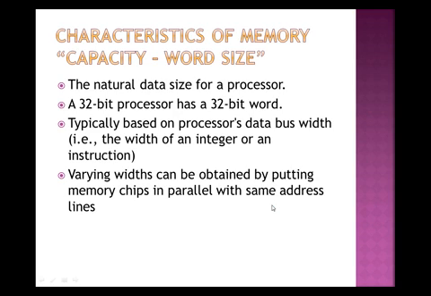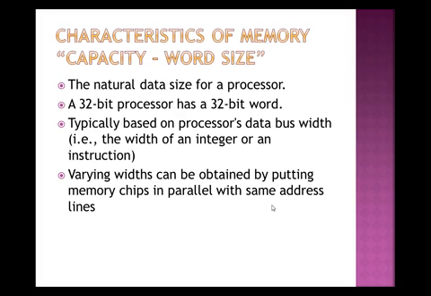Then we studied the memory capacity, that is, what the memory capacity is with respect to the word size. That is the natural data size for a processor. A 32-bit processor has a 32-bit word. That is, if a processor or the CPU has a capacity of 32 bits, it can store a 32-bit word. It is not that it will store only 32 bits; no, it will store a 32-bit word, that is 2 power 32.